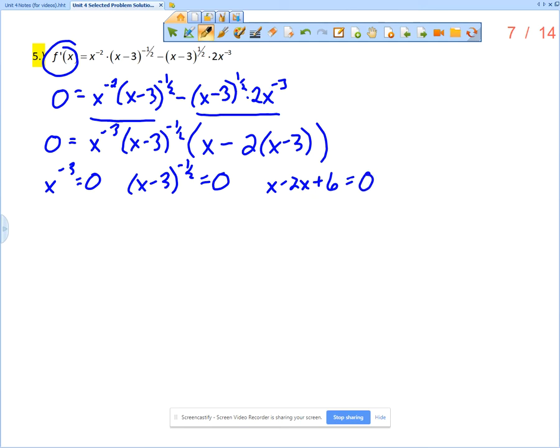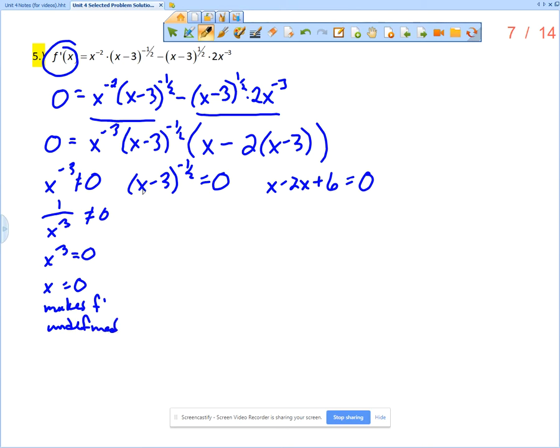Now x to the negative third equals 0. Well, that is never true because 1 over x cubed cannot equal 0. But you would have to say that if x cubed is 0, then x equals 0 makes f prime undefined, which is important to note.